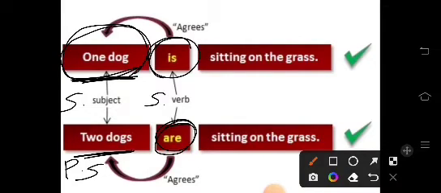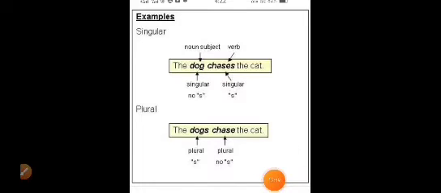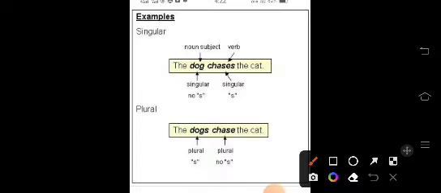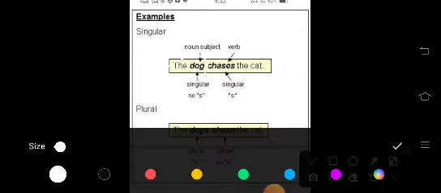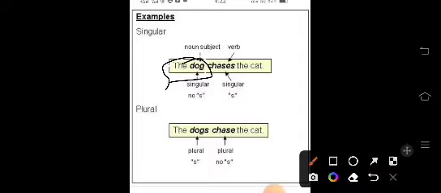Let's take another example. Look at the other example. The dog chases the cat. So, who chases the cat? The dog chases the cat. So, here the subject is the dog. The dog means we are talking about a singular subject. So, it is our singular subject.